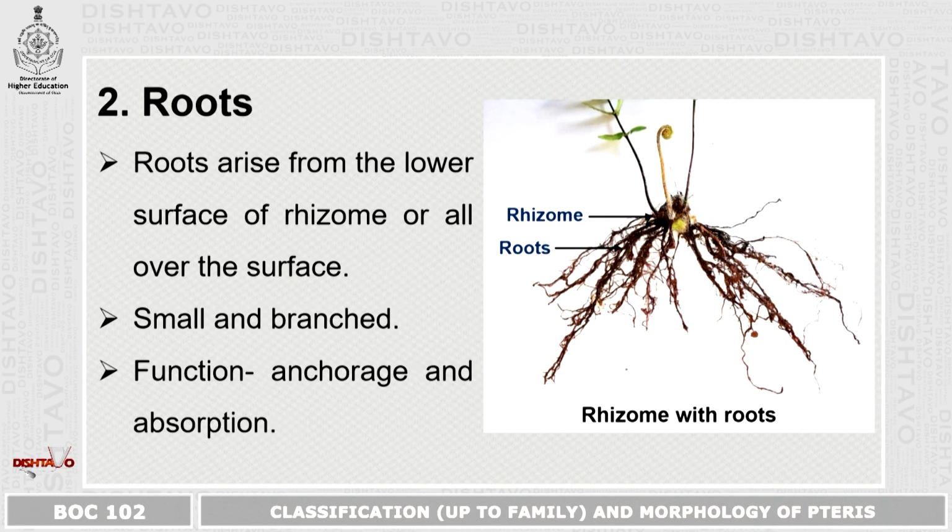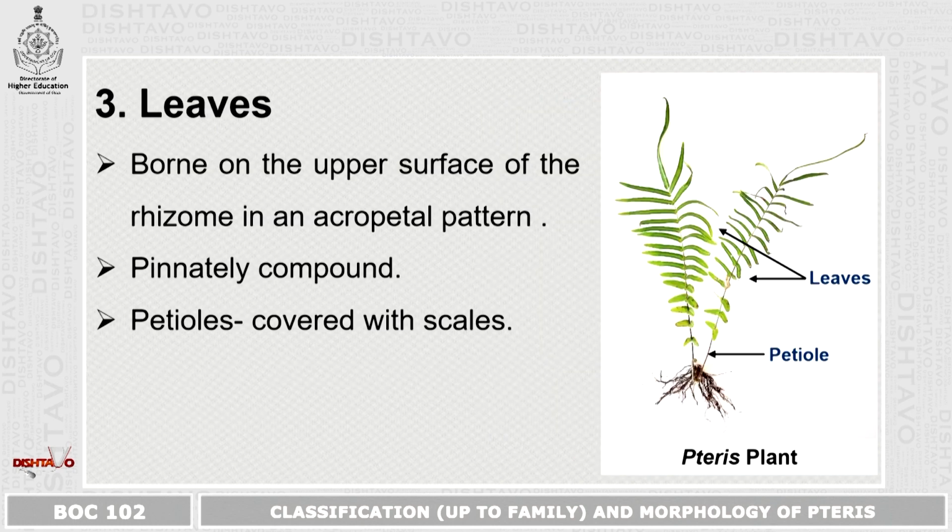Next part is roots. Here you can see on the rhizome, these are the roots. They arise from the lower surface of the rhizome, or they can be present all over the surface. They are small and branched. The function of these roots is anchorage and absorption.